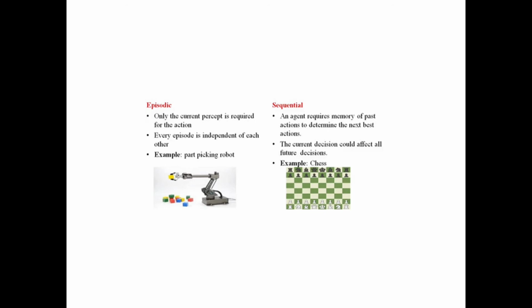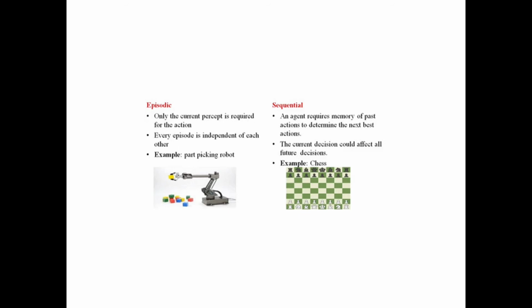Previous actions we have performed, and the next step depends on the opposition. Here the agent is thinking. So the current decision could affect all future decisions. In the chess game, the decisions are very, very important.